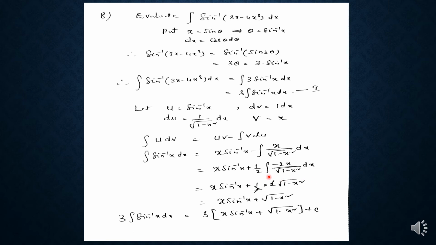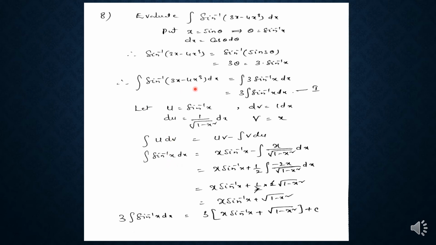This is in the form of integral f dash x by root f x dx, which is equal to 2 into root f of x. So that is x into sine inverse x plus 1 by 2 into 2 root of 1 minus x square, that is, the 2 gets cancelled: x into sine inverse x plus root of 1 minus x square. This is the value of the integral of sine inverse x dx.